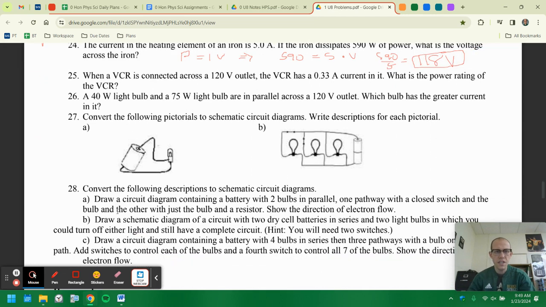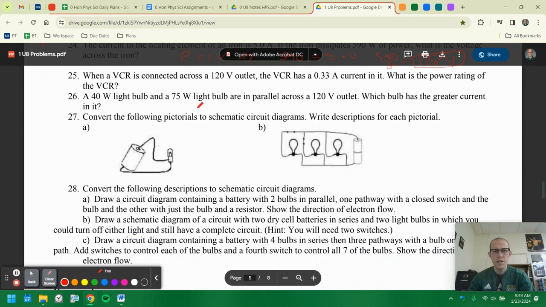When a VCR is connected across a 120 volt outlet, the VCR has a current of 0.33 amps. What is the power rating? Power is voltage times current. So I would have to do 120 times 0.33, which is a third of that. 1/3 of 12 is 4, so this would be 40 watts of power.